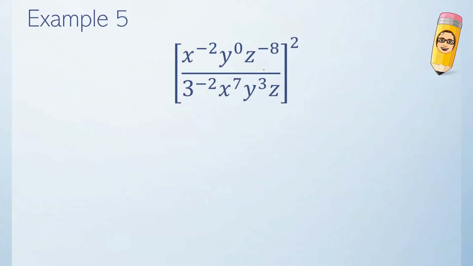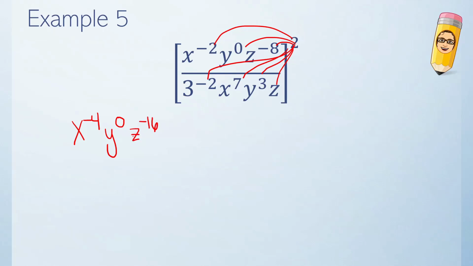Let's try the next one. Go ahead. We're going to distribute the squared in. Now, make sure it goes to everybody. There is a lot of people that get that squared there. So we get x to the negative 4, y to the 0. Remember, you're multiplying. z to the negative 16th over 3 to the negative 4, x to the 14th, y to the 6th, z to the 2nd. So I distributed everybody.